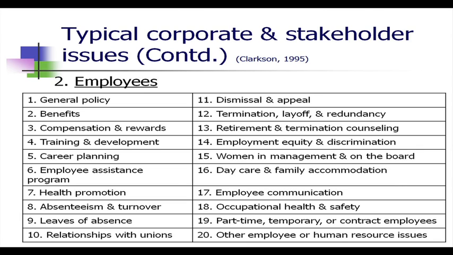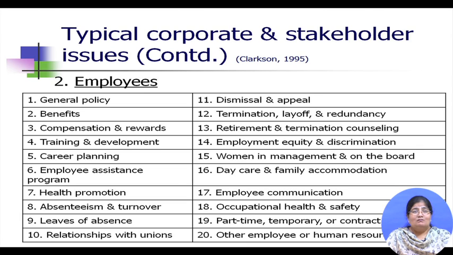Typical corporate and stakeholder issues at the level of the employees: general policy, benefits, compensation and rewards, training and development, career planning, employee assistance program, health promotion, absenteeism and turnover, leaves of absence, relationships with unions, dismissal and appeal, termination, layoff and redundancy, retirement and termination counseling, employment equity and discrimination, women in management and on the board, daycare and family accommodation, employee communication, occupational health and safety, part-time, temporary or contract employees, other employee or human resource issues.